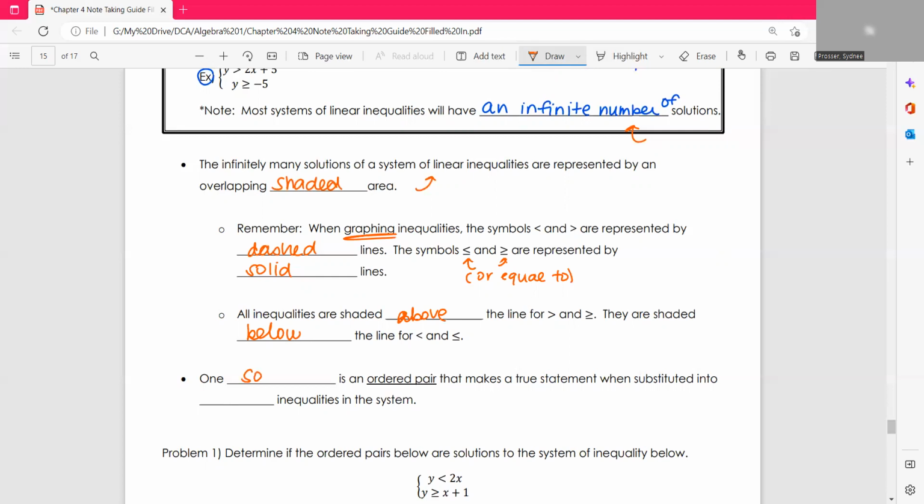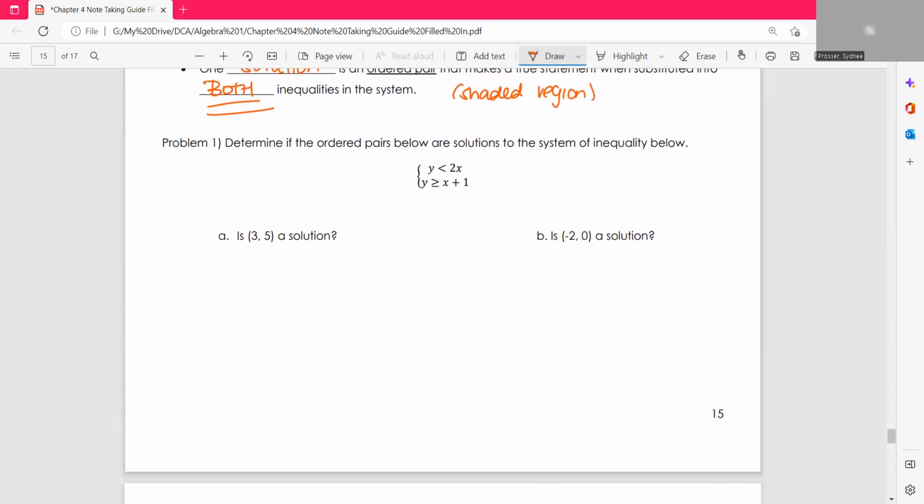One solution is an ordered pair that makes a true statement when substituted into both inequalities. A lot of times a question would say, give me one solution to this system of linear inequalities. That solution would be in the shaded region, and you can pick any point in the shaded region. That point would be true in both inequalities. And that's what this first example is about.